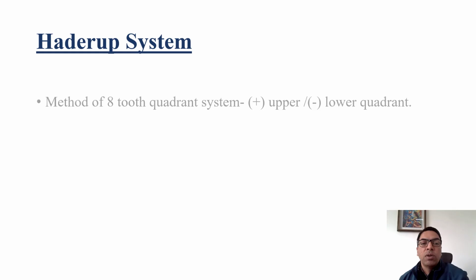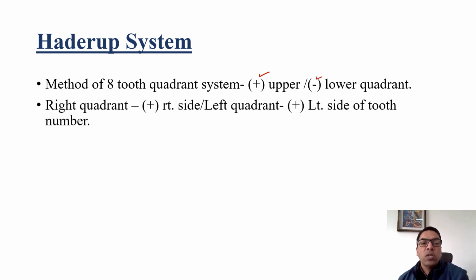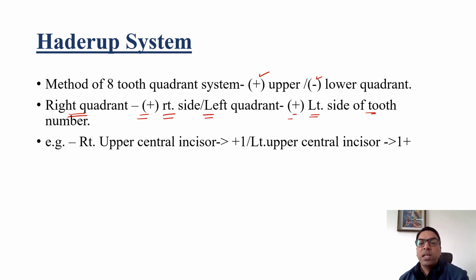Then the Haderup system. It is a method of 8 tooth quadrant system. For the upper jaw we use a plus sign, for the lower jaw we use a minus sign. Right? A little bit confusing, but pay attention, we'll learn it. In the right quadrant we use the plus sign on the right side of the number. In the left quadrant we use the plus sign on the left side of the number of the tooth which we are examining. For example, if we write plus 1, that means we are going towards the right side.